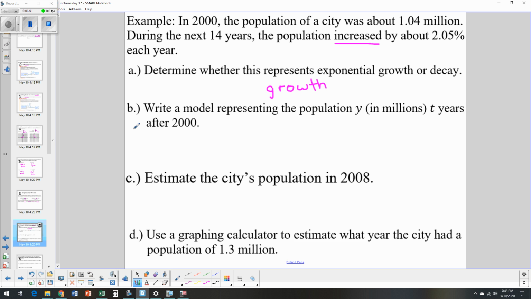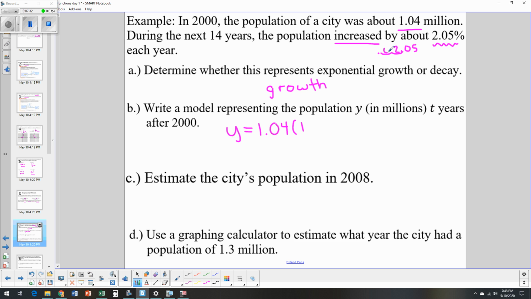So B, write a model representing the population y in millions t years after 2000. So it's going to be y equals, and we're always going to start with the initial amount. The starting amount here was 1.04, so that's my initial amount, 1.04. And since it's growth, it's going to be 1 plus whatever this number was as a decimal. And I know it's already written as a decimal, but this is a percentage. So if you recall, whenever you want to turn a percent into a decimal, we're going to move the decimal place over twice to the left.